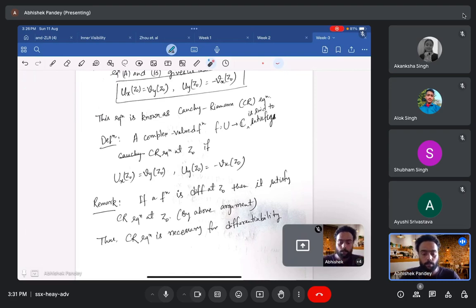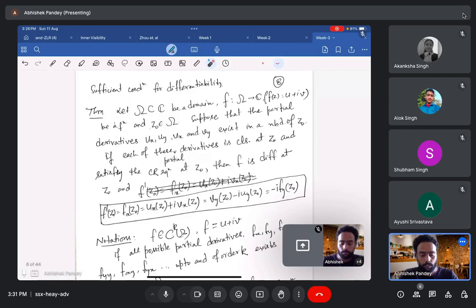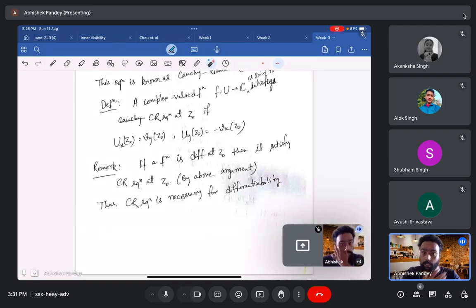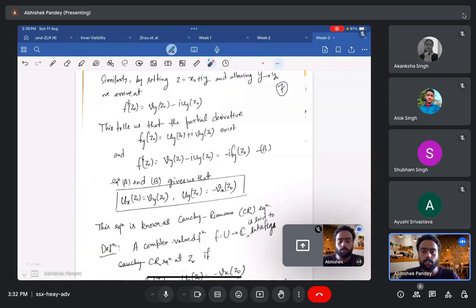So to write it in terms of a definition, a complex valued function is said to satisfy the CR equation at z naught if this holds. So if a function f is differentiable at z naught, then it satisfies the CR equation at z naught, by the above argument. So basically, the CR equation is necessary for differentiability, but obviously it is not sufficient. You can see a lot of examples and create them on your own. Is it clear up to this?